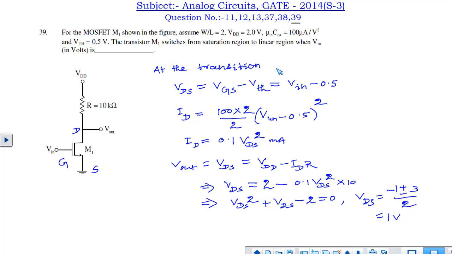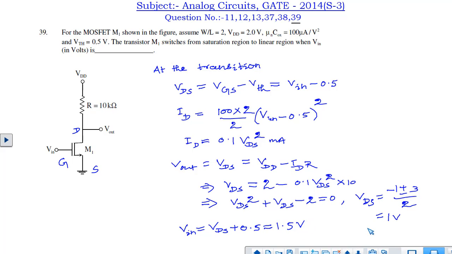Then if VDS is equal to 1 volt, from this we can get the value of Vin. Vin is equal to VDS plus 0.5, and VDS is equal to 1 volt. So Vin will be 1.5 volt. So this is the required answer. Vin is equal to 1.5 volt.